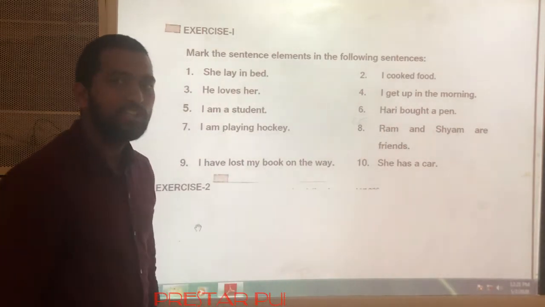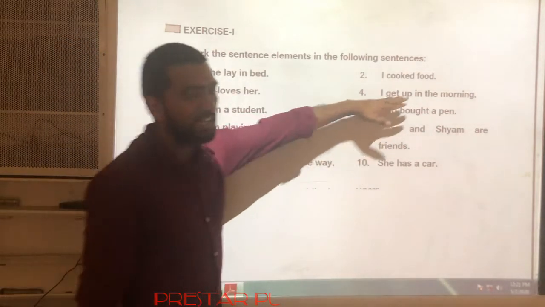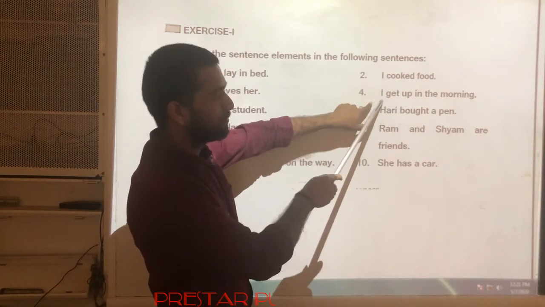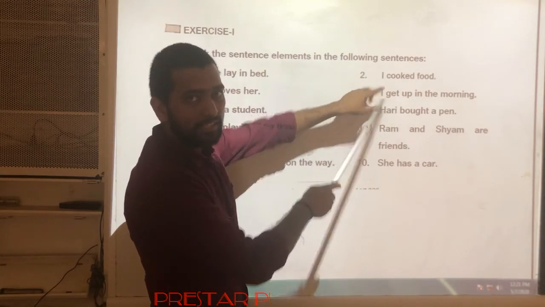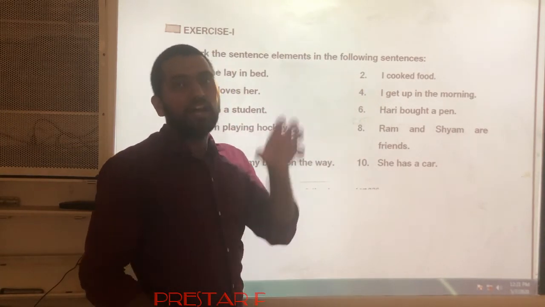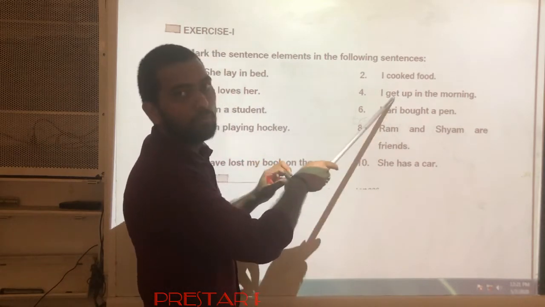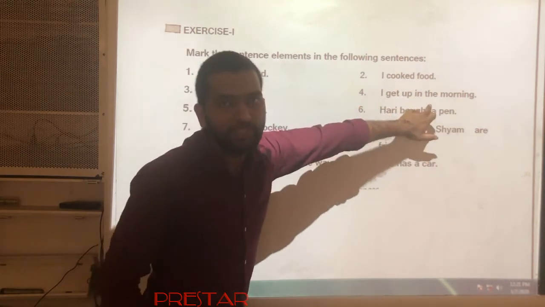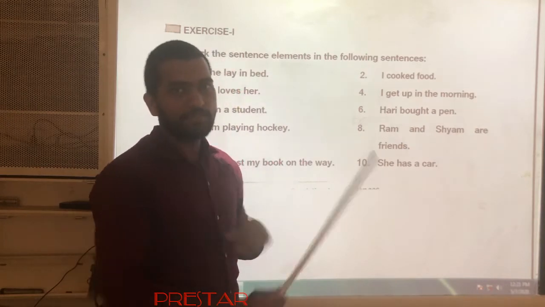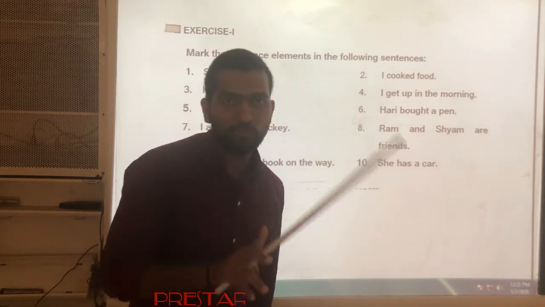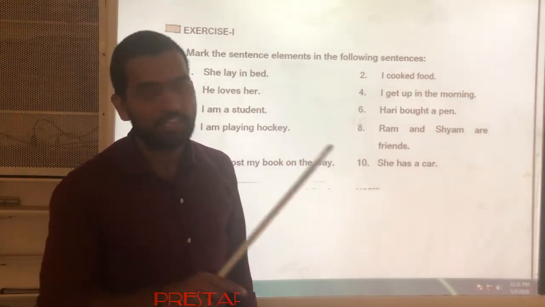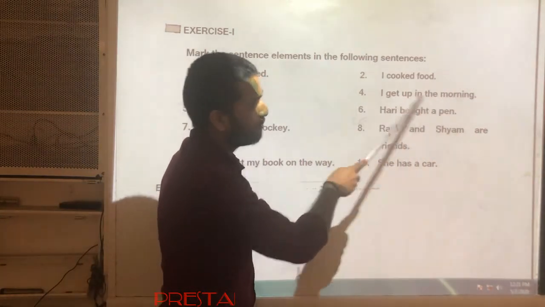Next, I get up in the morning. Who is getting up, means who is involved in the action here? I. So this is the subject. And what is he doing? Getting up, meaning waking. So this is a verb. And here time is mentioned, in the morning. When time is mentioned, adverbial is used to specify time and place. So this is an adverbial.